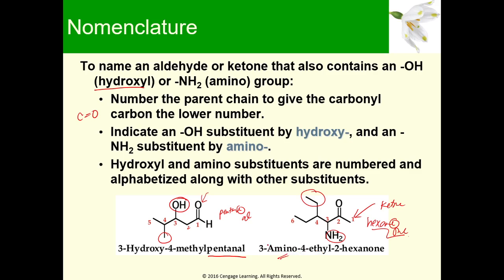Now, where is that amino group? The amino group is at carbon position number 3, while your ethyl group is at carbon position number 4. That's why the name will be 3-amino-4-ethyl-2-hexanone. I hope you understood what I'm saying about the rules that we follow in the nomenclature.